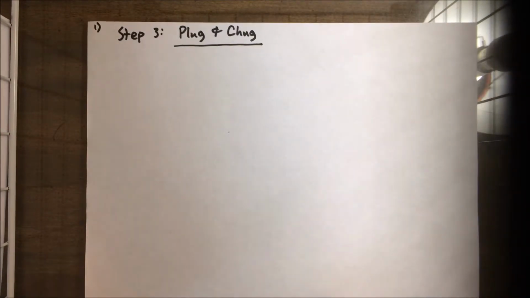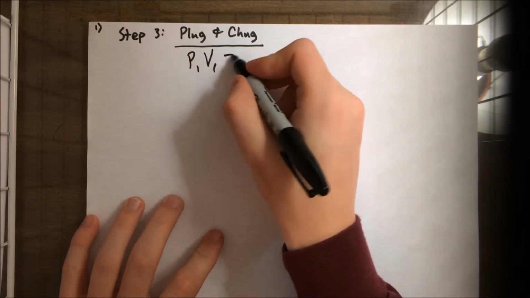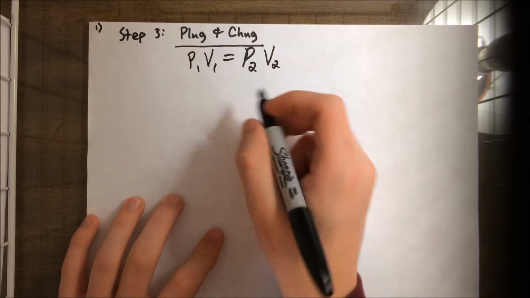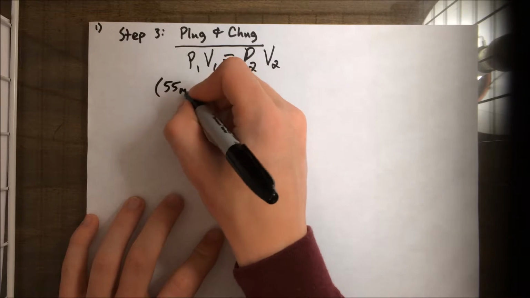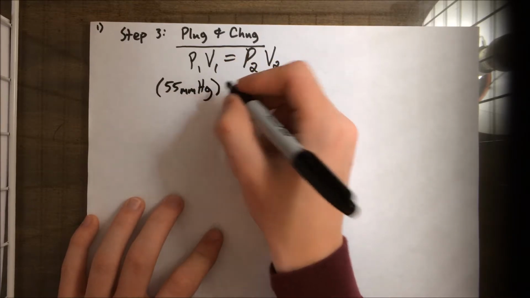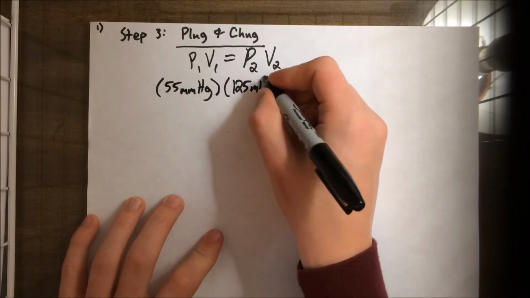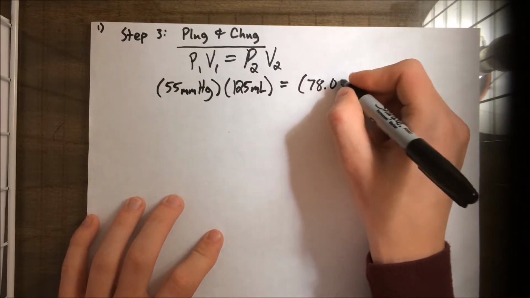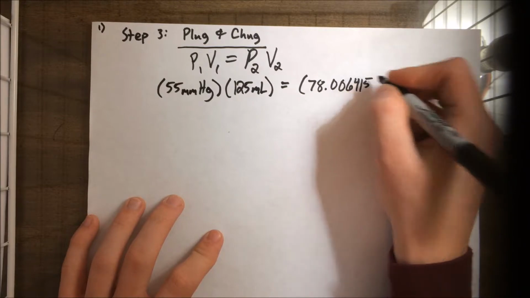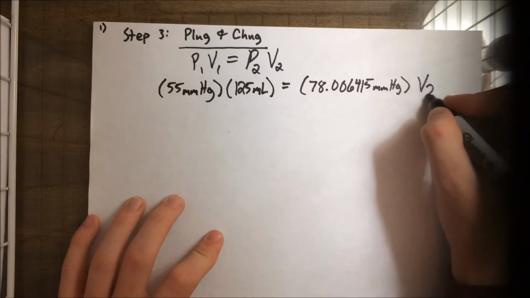In step three, we're going to plug in our values into the equation. So let's write the equation again. P1 V1 equals P2 V2. Okay, so to plug in, our initial pressure is 55 millimeters of mercury. And then our initial volume is 125 milliliters. And that is equal to 78.006415 millimeters of mercury. That's our final pressure times the final volume.